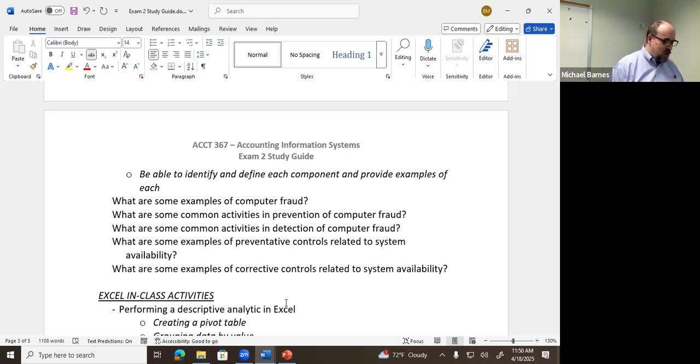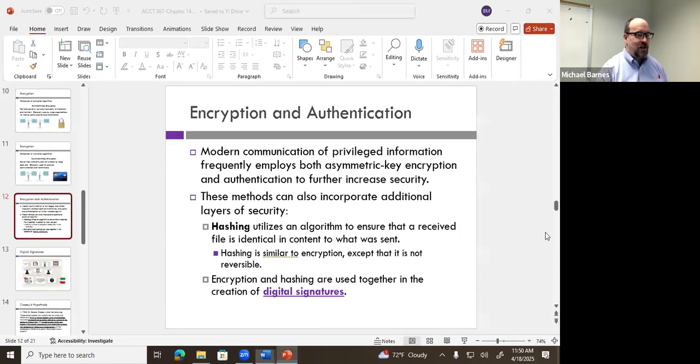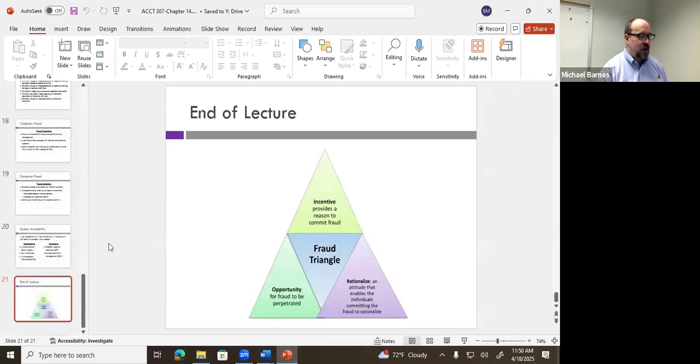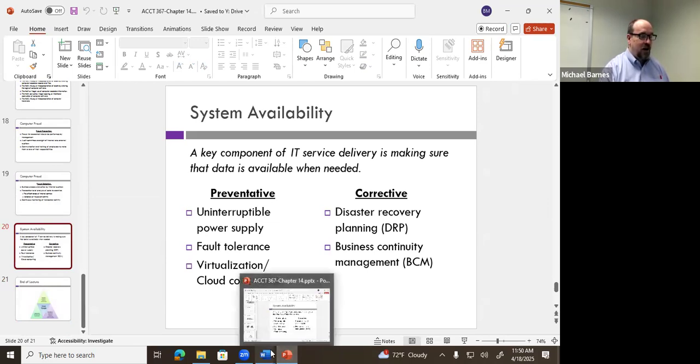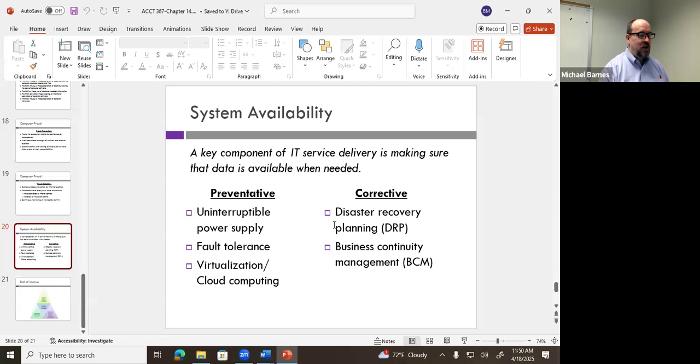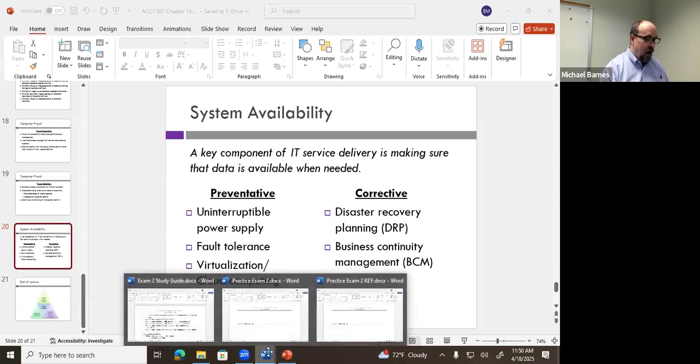What are some examples of preventive controls in the system related to system availability? That actually is the last series of slides that we talked about in chapter 14. So analytical power supply, fault tolerance, virtualization and cloud computing, examples of corrective controls, disaster recovery planning, and business continuity management. That's specifically what I was referring to, the information in these slides right here. So make sure you can loosely define each of these and know the difference between each of them.